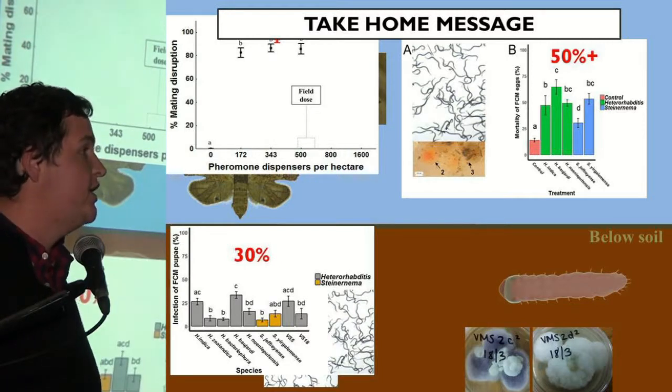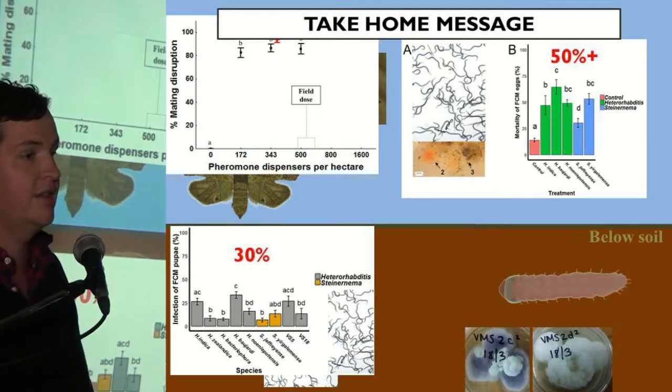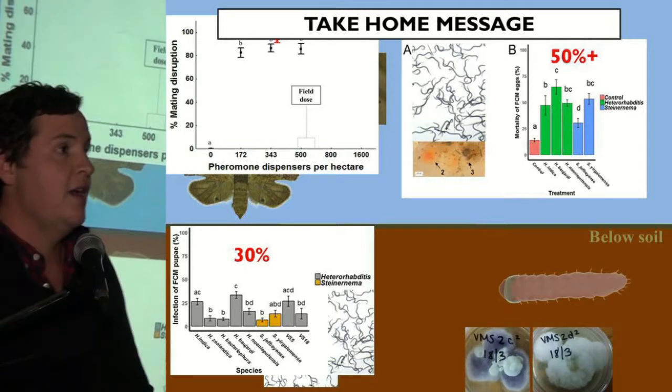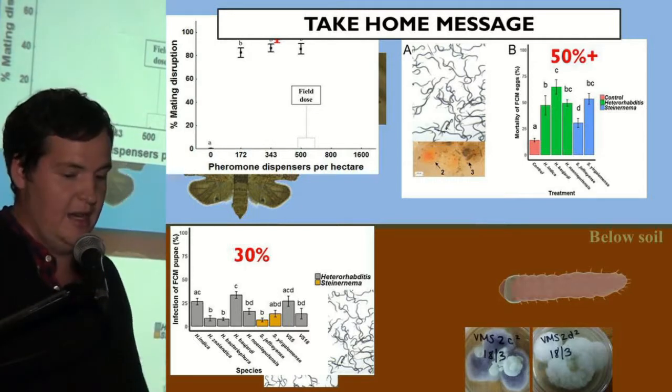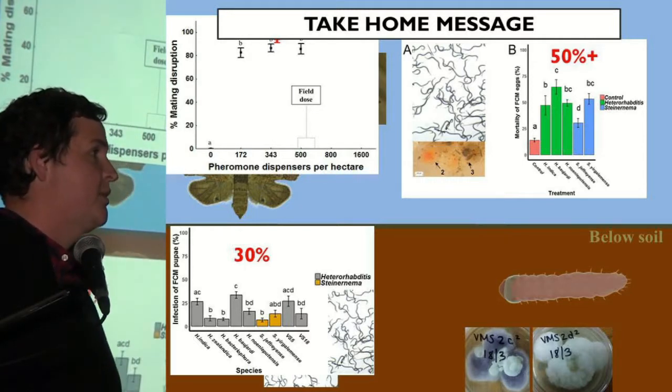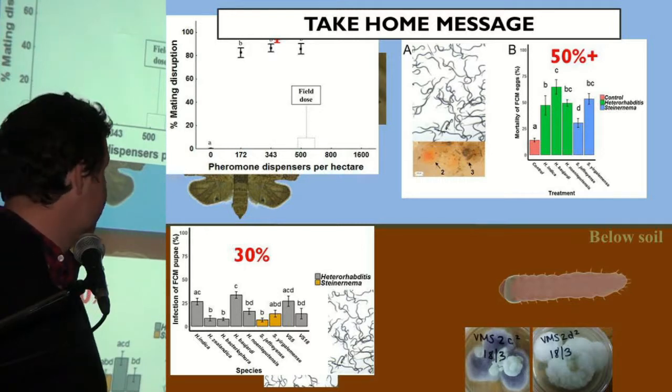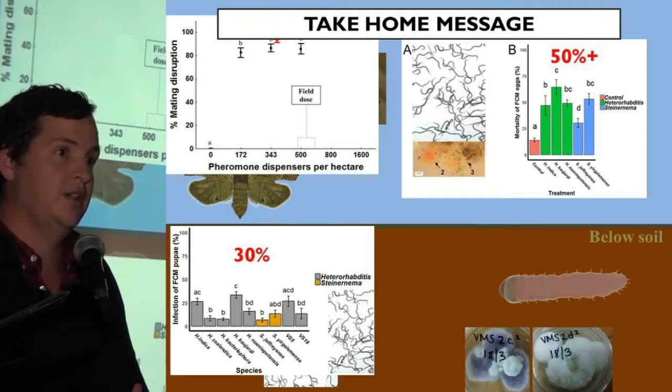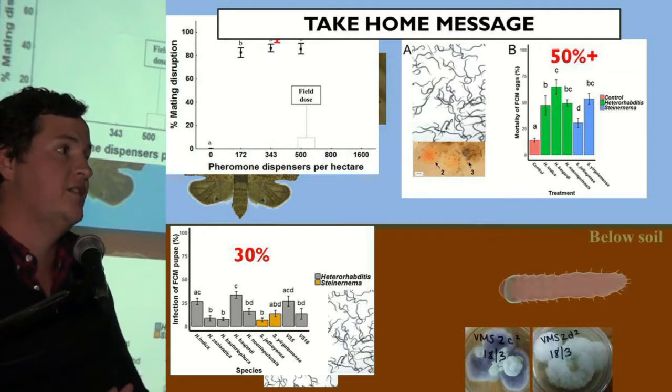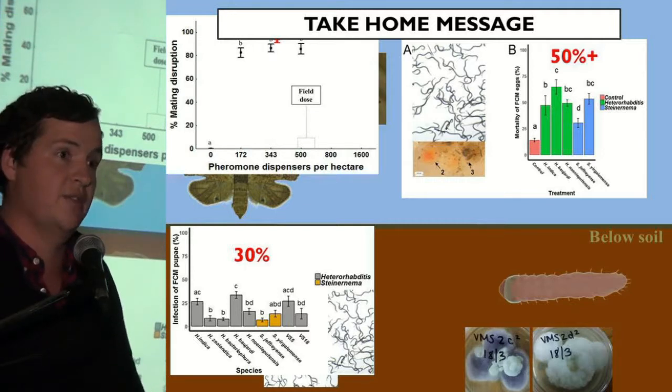The pupal stage was the least susceptible of the FCM stages, with our best EPN species causing only 30% mortality. More work should focus on this stage, and fungi have great potential for this stage.